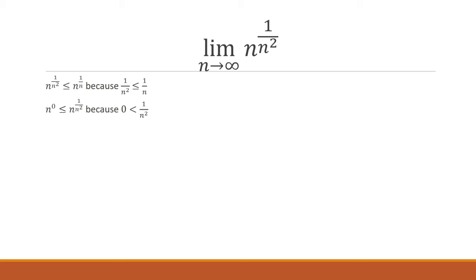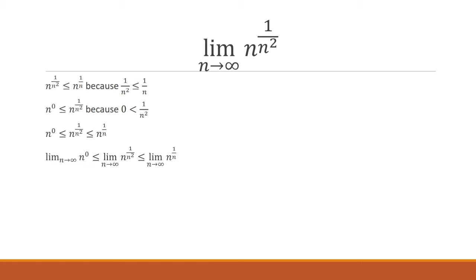Similarly, 0 is less than 1 over n squared. We know that 1 over n squared approaches 0, but never reaches 0, and it's always going to be positive, right? So it's always above the x-axis. So same argument here, the smaller the exponent, the smaller the expression. So n to the 0 is going to be smaller than n raised to the 1 over n squared power. And so we have an upper bound and lower bound for n raised to the 1 over n squared power.